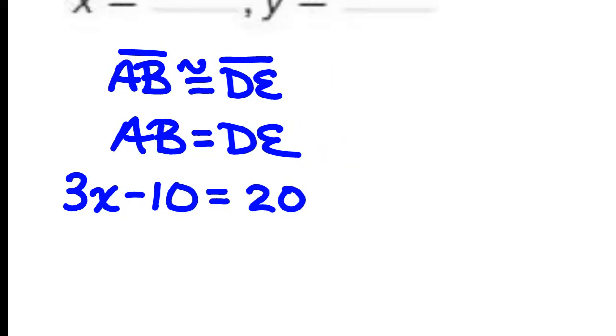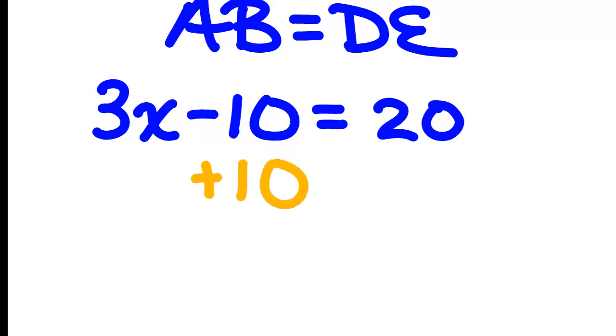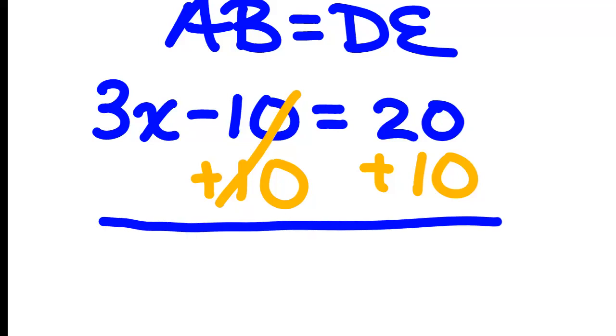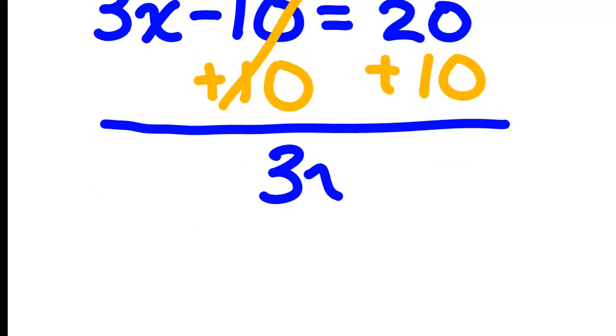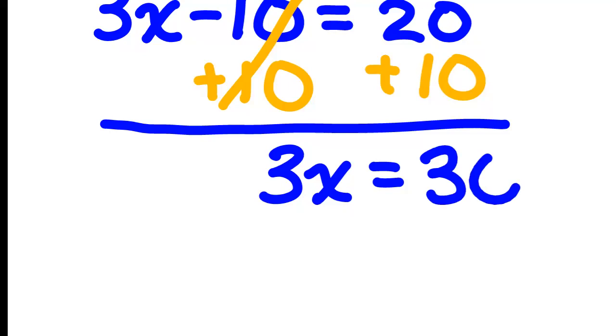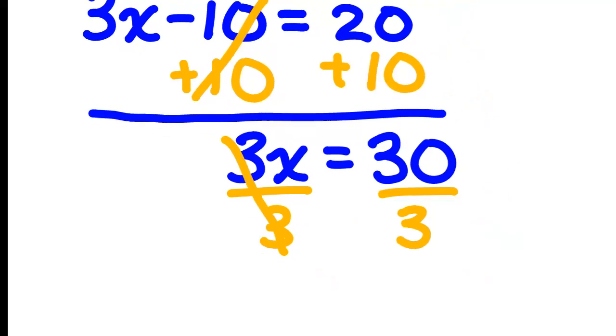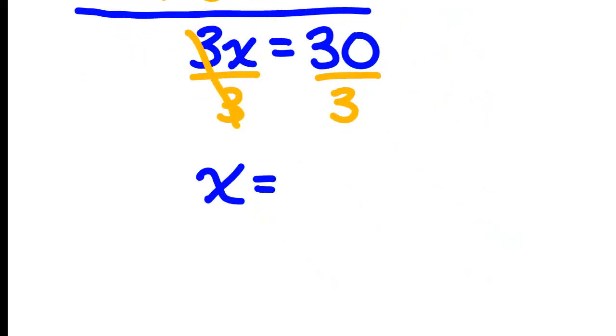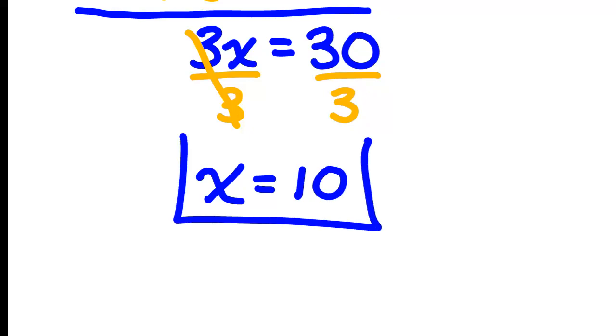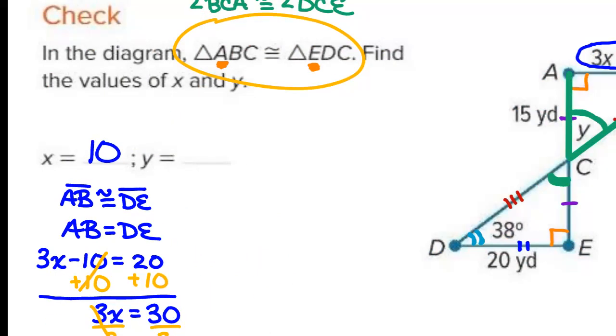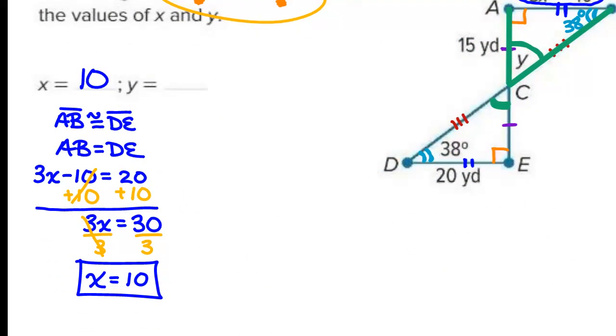20. Now I need to solve this for x. So I'm going to add 10 to both sides. I get 3x equals 30. And then I divide both sides by 3, and I find out that x is how big? X is 10. Thank you. Now we need to find y. Where is y in the picture?